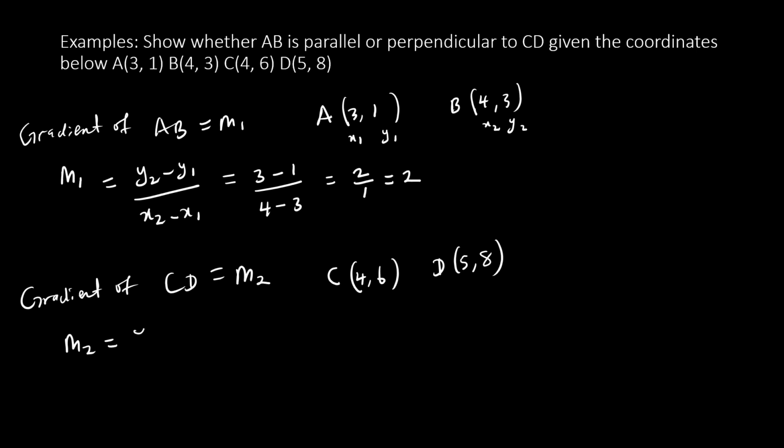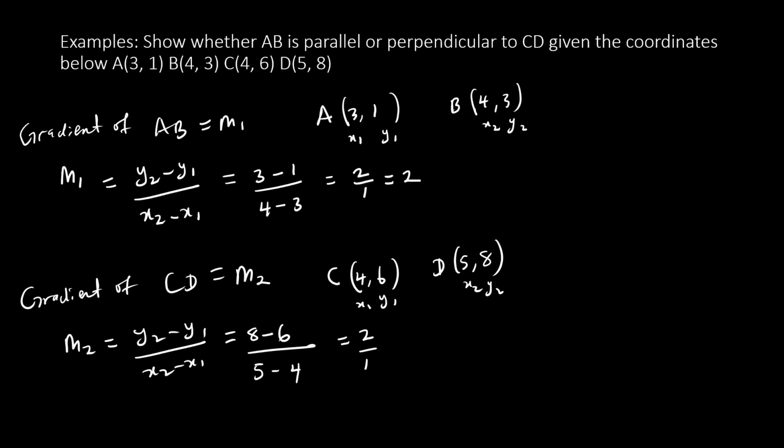m2 equals y2 again minus y1 over x2 minus x1. We now have y2 to be equal to what? This is x1, y1, x2, y2. y2 is 8 minus 6, which is y1, over x2, which is 5 minus 4. And this is 2 over 1. So we now have 2. Since the gradient of AB equals the gradient of CD, since we got the same thing here and here, we can say that line AB is parallel to line CD.